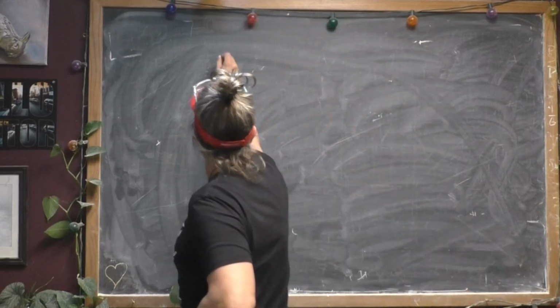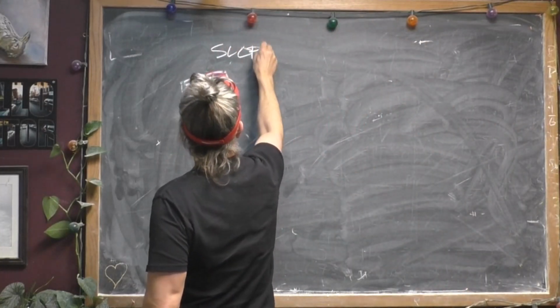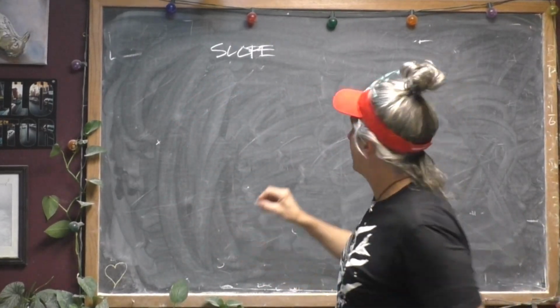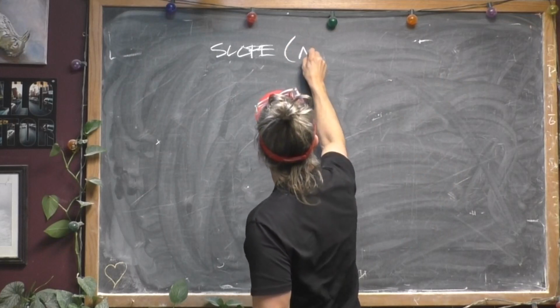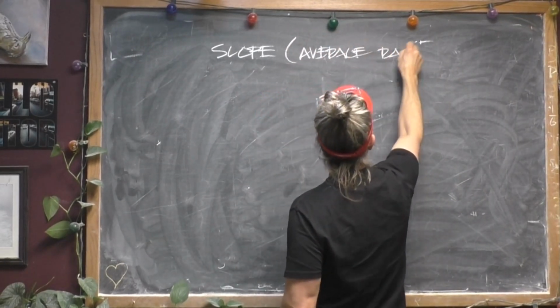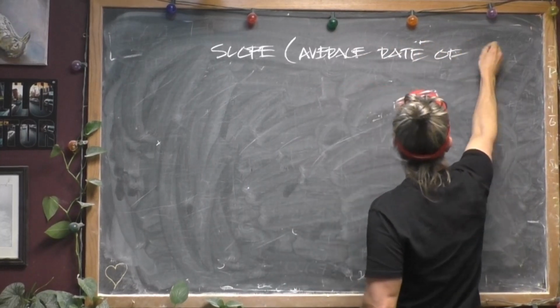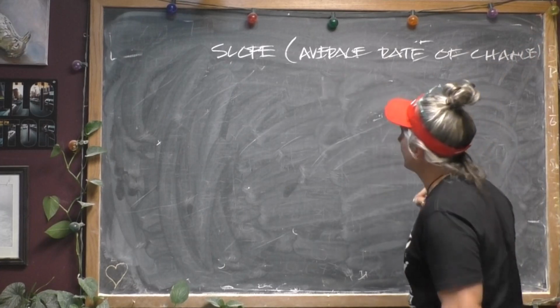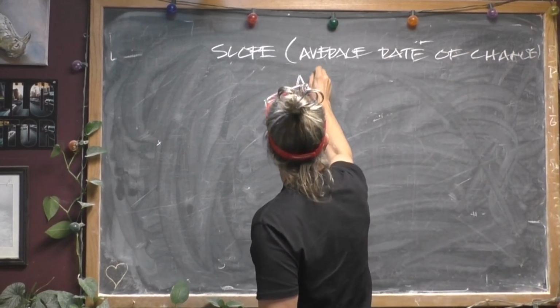So the slope, or I like to call it the average rate of change personally, and you'll see why when we get later on with some other data. I call it the average rate of change. Mostly because I love that phrase, because you can acronym it.